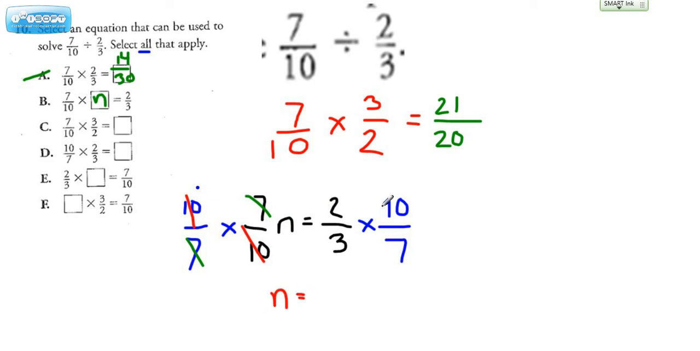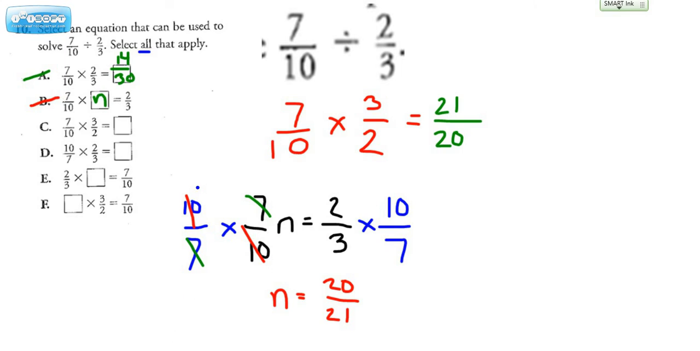And if we go ahead and solve this, this times this would be 20, and this times this would be 21. Now that looks very appealing because we have the same digits. We have a 20 and a 21, but they're in the wrong order. This is actually the reciprocal of this. So because that's true, we're going to go ahead and reject that.